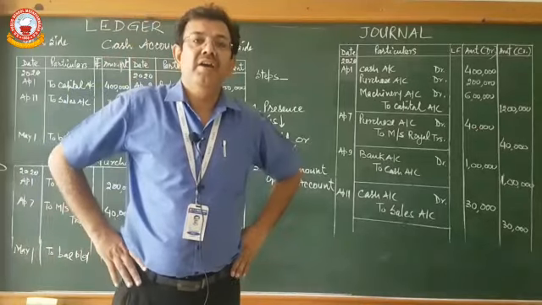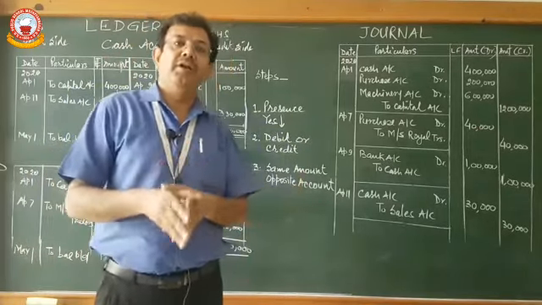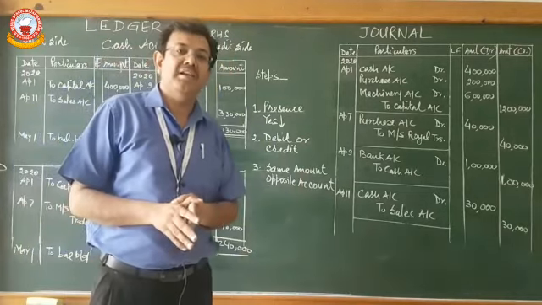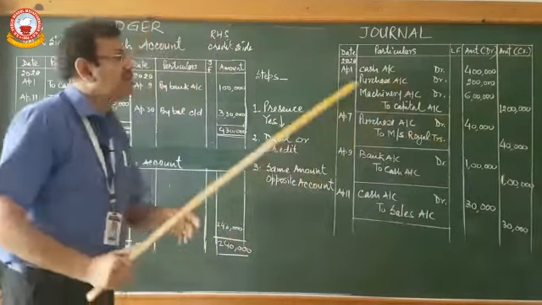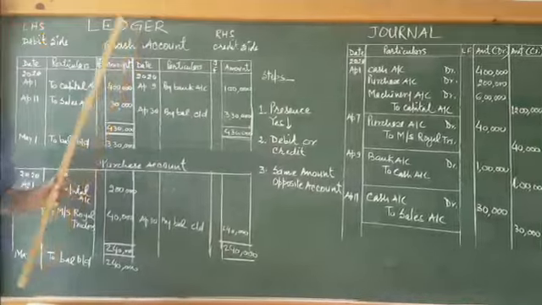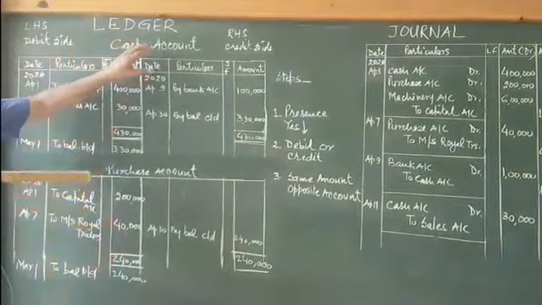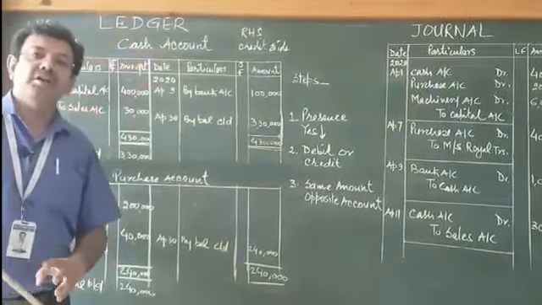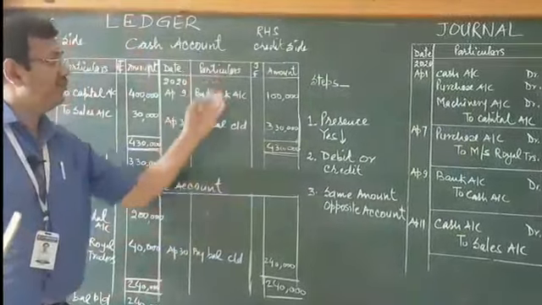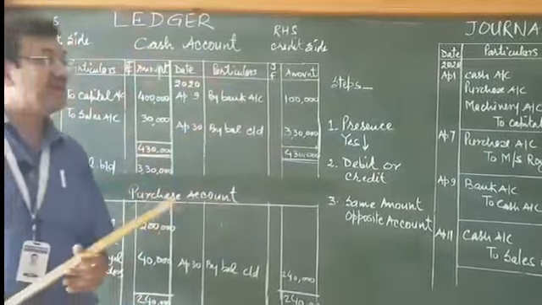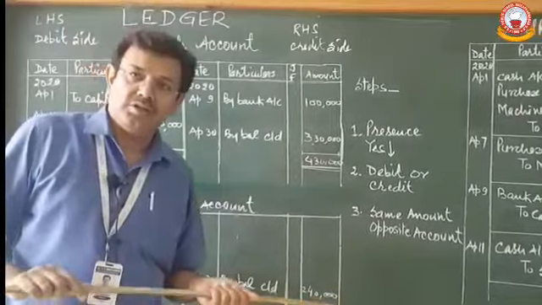Hello everyone, today we are going to discuss the most important topic of the 11th accountancy syllabus, and that is ledger. Ledger is actually the detailed information about the various accounts involved in the business transactions, either personal, nominal or real.